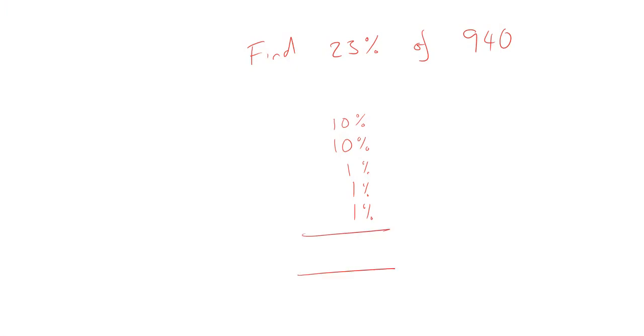Now, of course, I could do 10% and then double it, and then 1% and then treble it. But just to help you understand this explanation, I'm going to write it like that. That's going to give me my 23% I'm looking for. So what are those things? Well, a 10%, we divide by 10. That's going to be 94. Another 10% is another 94. Now, a 1% means dividing it by 100. Well, that's going to be 9.4. They're all going to be 9.4.